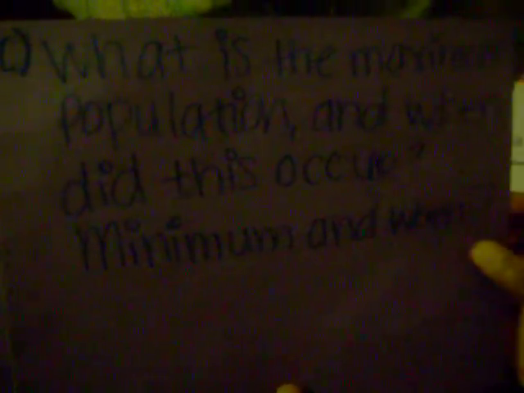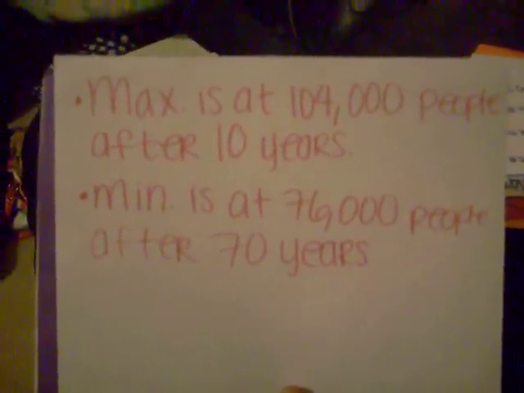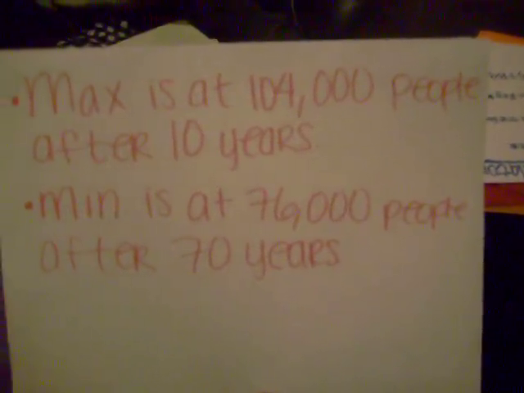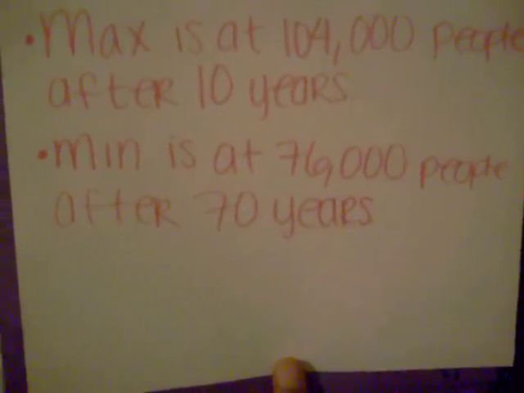What is the maximum population, and when did this occur? Minimum, and when? The max is at 104,000 people after 10 years. The min is at 76,000 people after 70 years. And remember, all you have to do is use your graphing calculator to find this information.